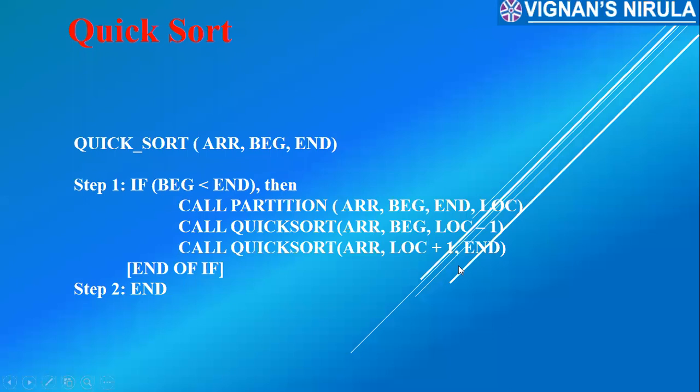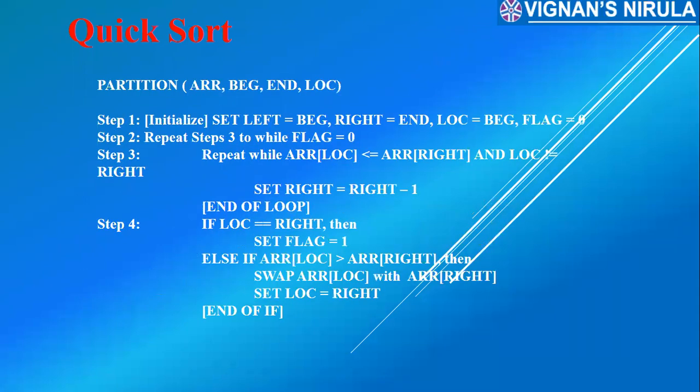Have we traced out the algorithm yesterday? Yes, ma'am. So in order to calculate your location value, we are taking some variables. The left points to the begin, right points to the end, and location is also pointing to the begin, isn't it? Until array of location is less than or equal to array of right, you need to decrement the right value. Once array of location is greater than array of right, you need to swap array of location with array of right. Is it the case or not?